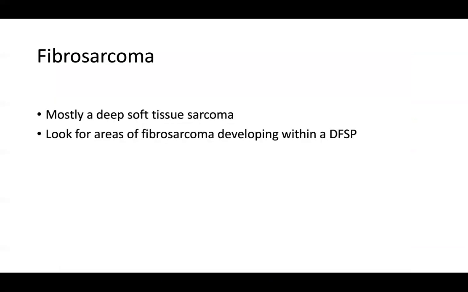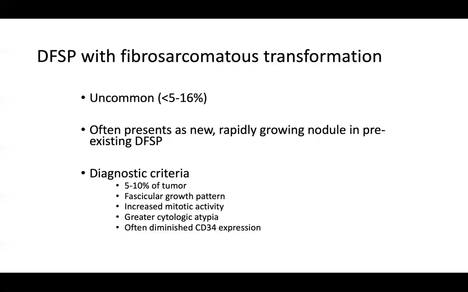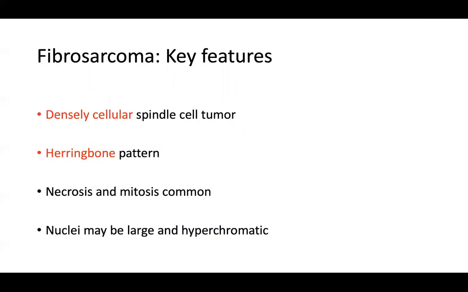All right, moving on to malignant fibrous tumors. Start out with the fibrosarcoma. So I did mention fibrosarcoma is a change that can develop within a DFSP. This is a deep soft tissue sarcoma. Most of the times I've seen DFSP has not had fibrosarcomatous change, but if it does, what you're going to look for is a newly rapidly growing nodule in a pre-existing DFSP. And I'll show you the herringbone pattern right off the bat. It's a very beautiful pattern in histology where you see this herringbone design on the bottom right.